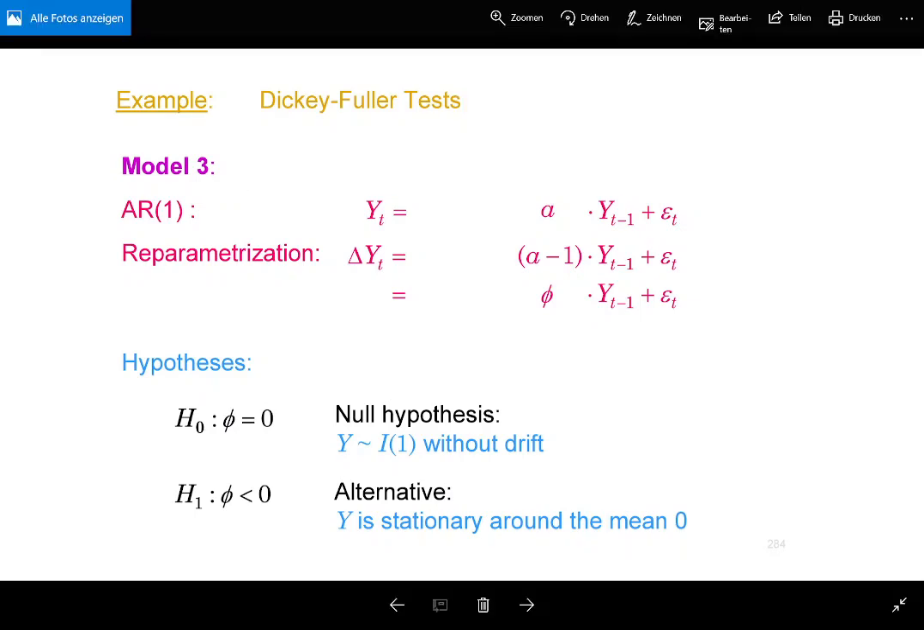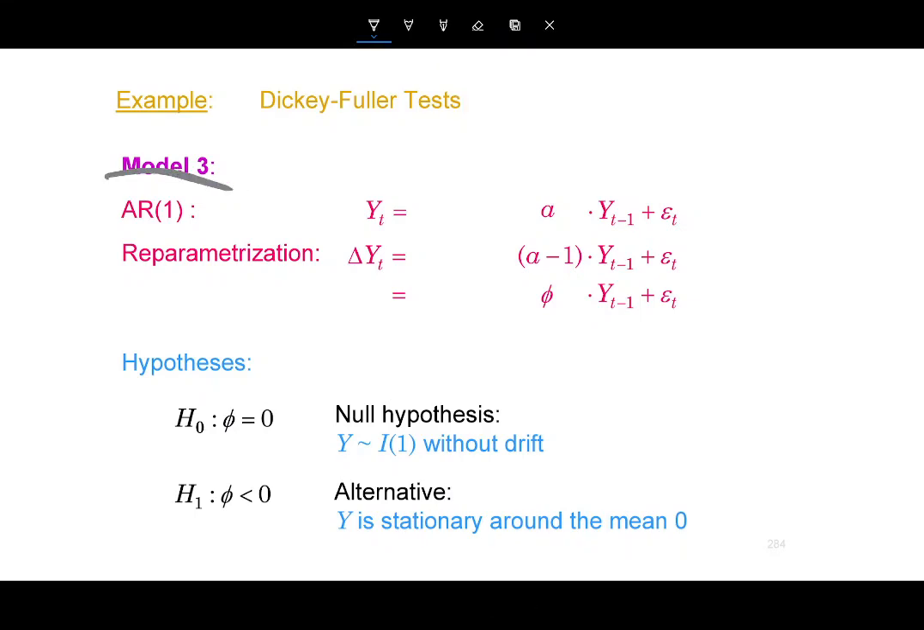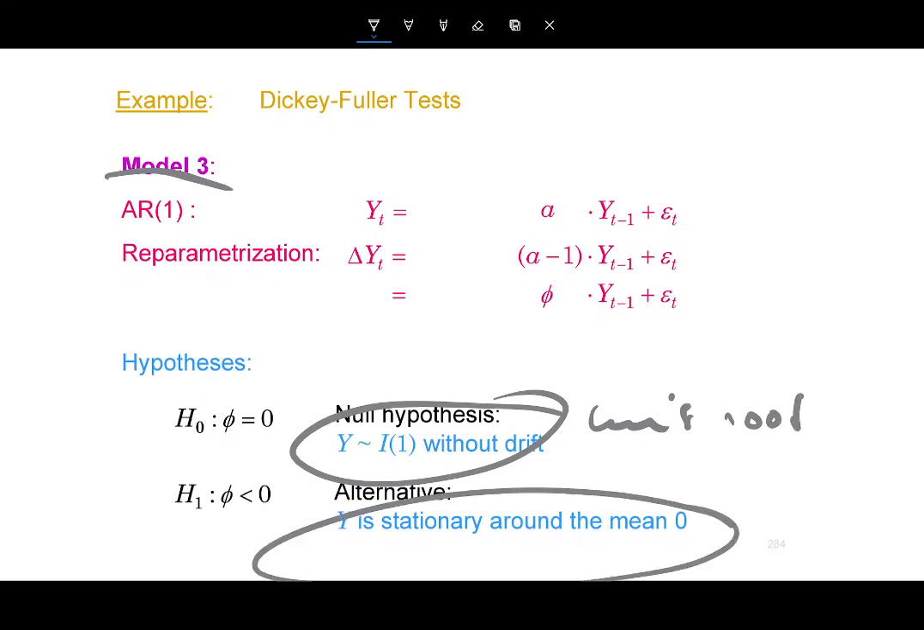All right, so that was basically model 3. These are the two alternatives: either a unit root process, or stationary around the mean 0. These are basically the two hypotheses. If it appears to be stationary, but not around the mean 0, then you would choose a different model. So these are the two options that you will have.